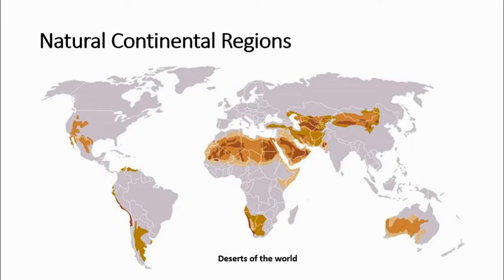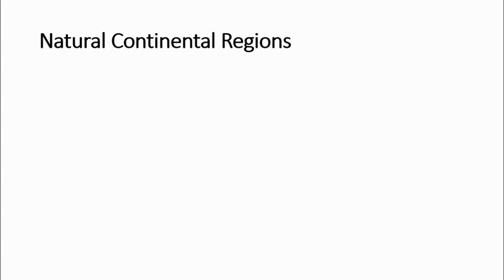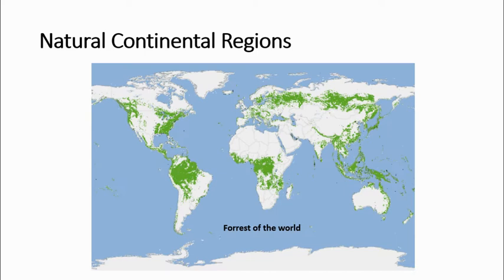Natural continental regions. The continental natural regions are extensions that are delimited considering the distribution and diversity of the natural components of the geographical space, such as climate, relief, vegetation, fauna, and or rivers.